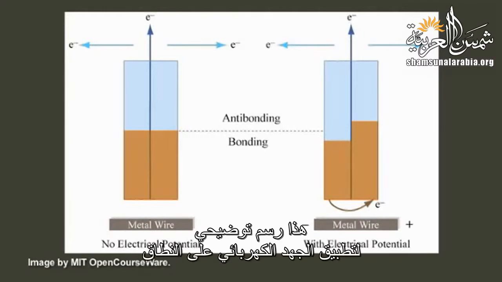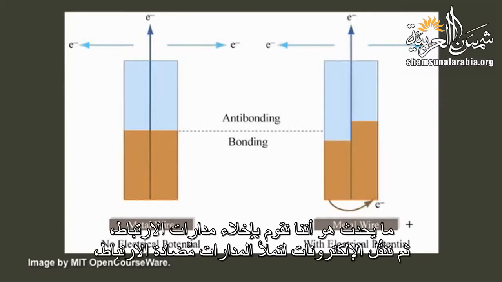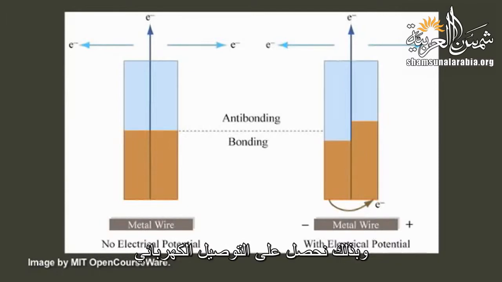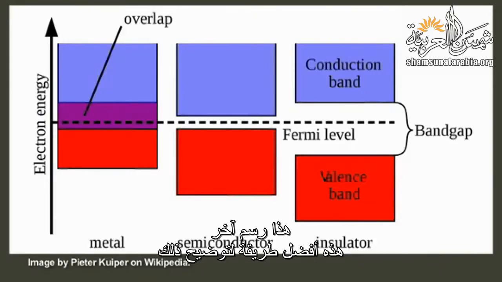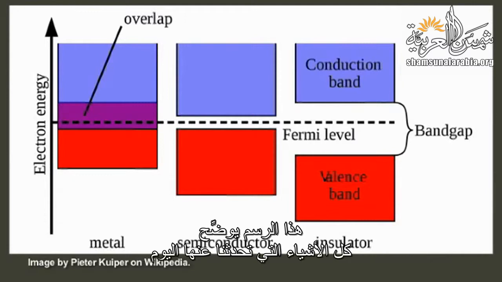Okay, here's what happens when we illustrated this, where you apply a potential. What happens is you depopulate the bonding orbitals and you populate the antibonding orbitals, and you get conduction. This is the right way to look at it. Okay, this sort of illustrates the things we've gone through the whole time.